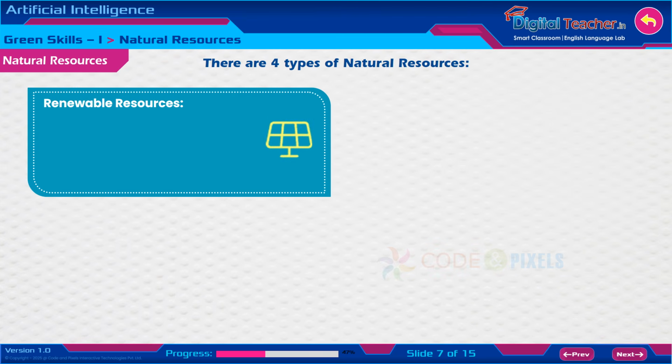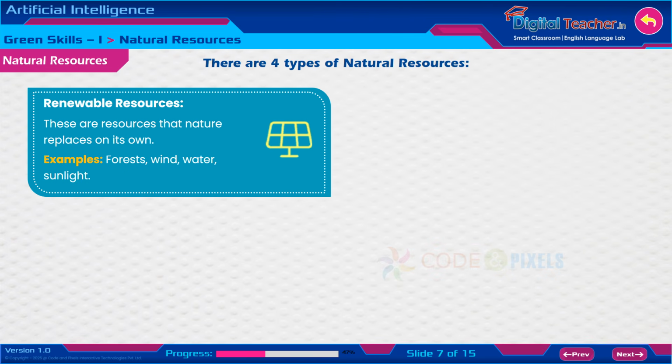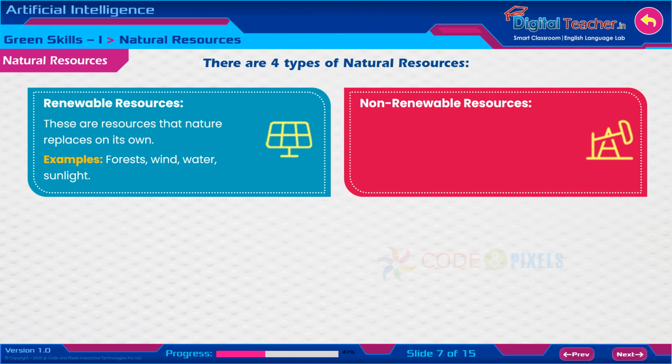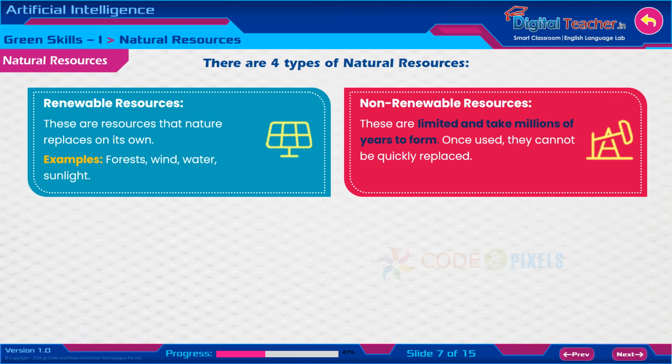Renewable resources. These are resources that nature replaces on its own. Examples: forests, wind, water, sunlight. Non-renewable resources. These are limited and take millions of years to form. Once used, they cannot be quickly replaced. Examples: coal, oil, minerals, natural gas.